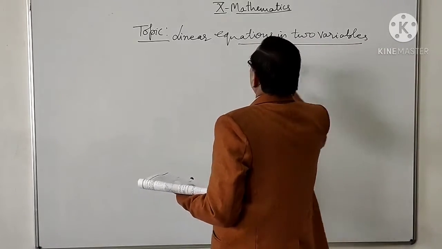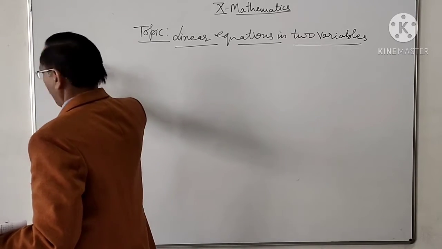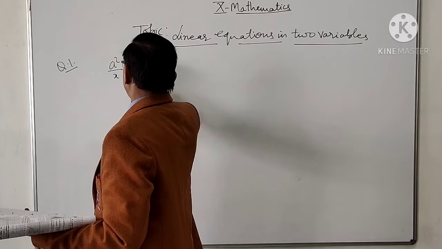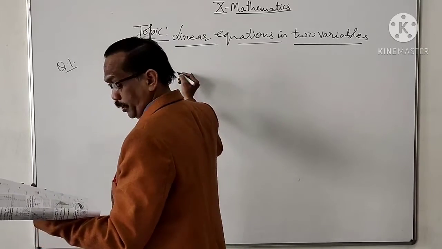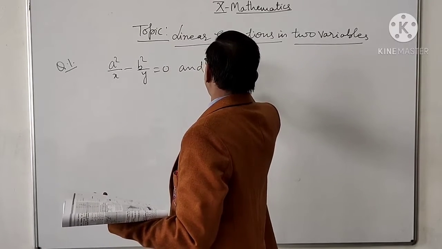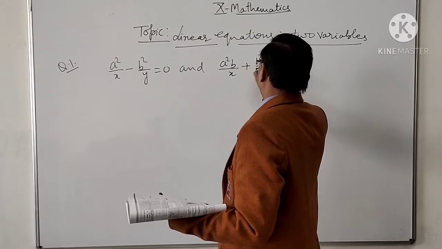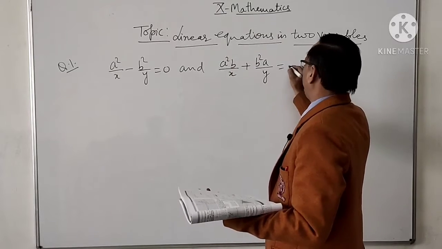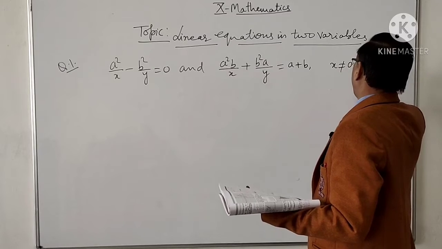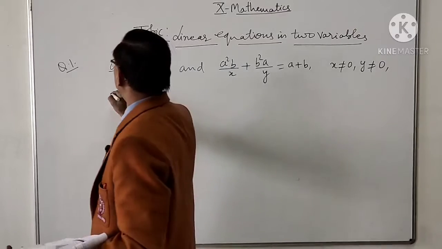Variables. There is a question. a square upon x minus b square upon y equal to 0 and a square b upon x plus b square a upon y equal to a plus b. Here x is not equal to 0 and y is not equal to 0. Solve for x and y.